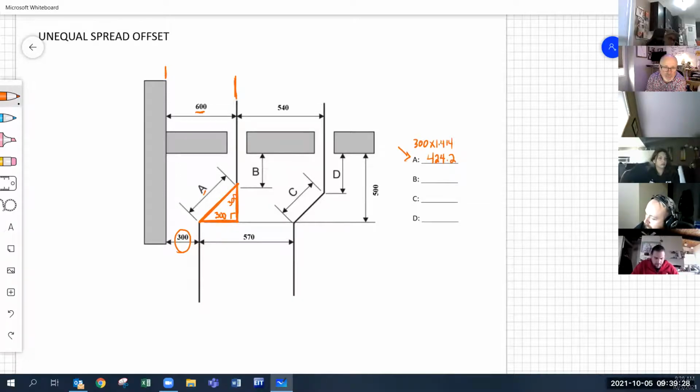Now B, as you can see, we want measurement B. So the overall measurement on this side is 500. And if I know that this line is 300 right in here, my rise is 300, that means B has to be 200.